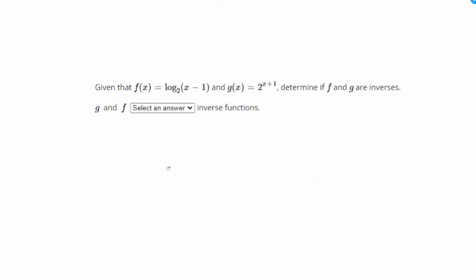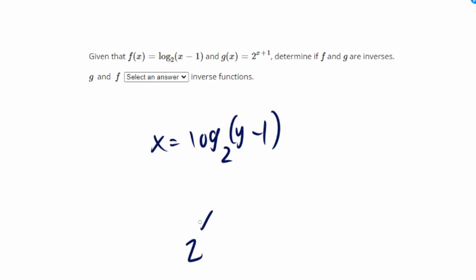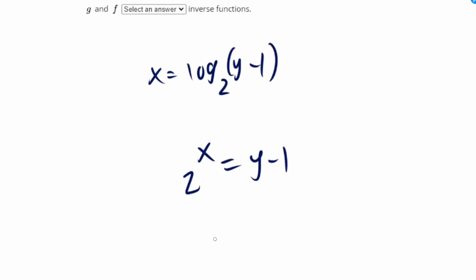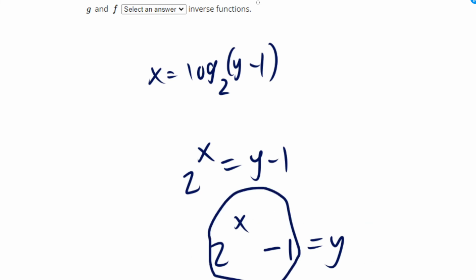So for instance, x equals log base 2 of (y minus 1), so base 2 to the x equals y minus 1, which is the same as 2 to the x plus 1 equals y, and they do not look like they are inverses. Let me double check in here though. Okay, yeah, these are not inverses because this does not equal this. It's close, but it's not quite there.